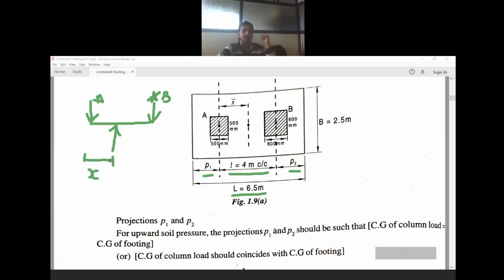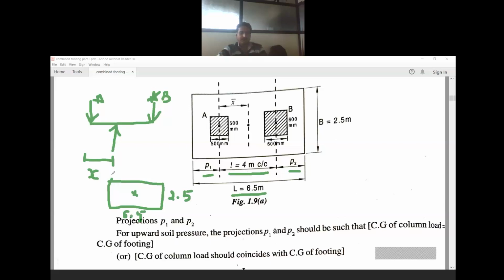Okay, students, observe here. The resulting force will be at a distance of x from column A. So what is this distance x? How shall we calculate this? We shall understand. As the concept of equilibrium says, the resultant of the column load should coincide with the centroid of the foundation. So we have a foundation dimension of 6.5 by 2.5.